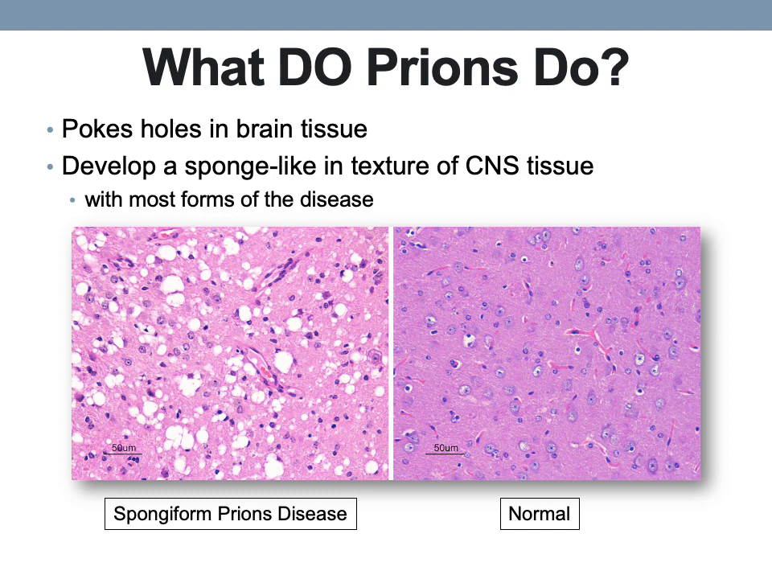So, what do prions do? Just what I mentioned before. They poke holes in brain tissue. In some of the conditions of Prion disease, specifically Creutzfeldt-Jakob, it can develop a sponge-like texture of the CNS tissue, and that becomes what's called spongiform of the CNS tissue. If you look on the left, you'll see CNS tissue with all these white circles, and that's where the prions have actually punctured this tissue, and there's a hole there, and it's dead. And on the right, you can see normal tissue. This occurs with most of the Prion diseases.